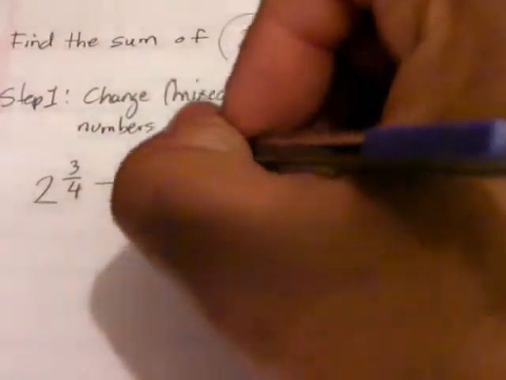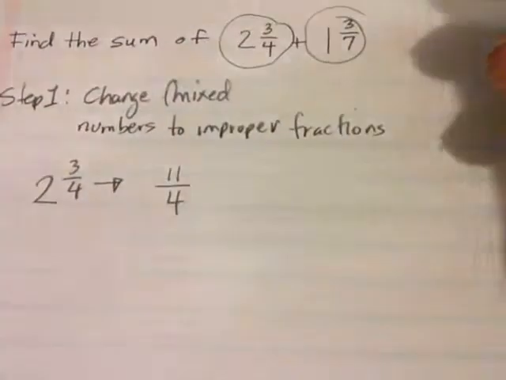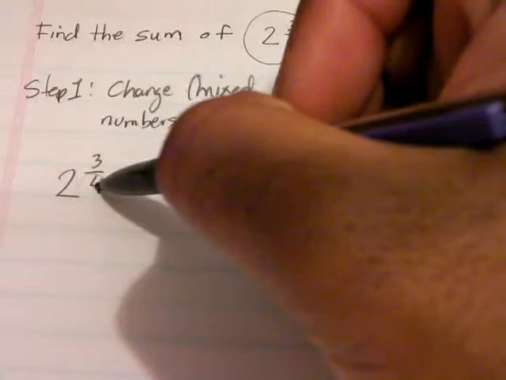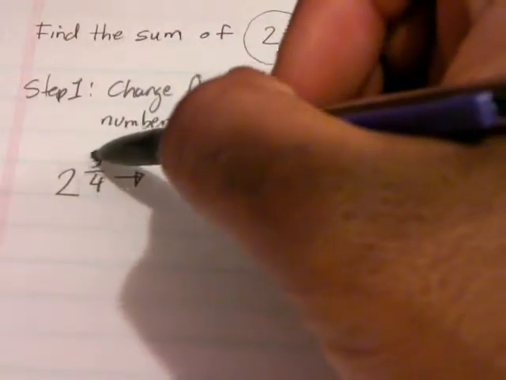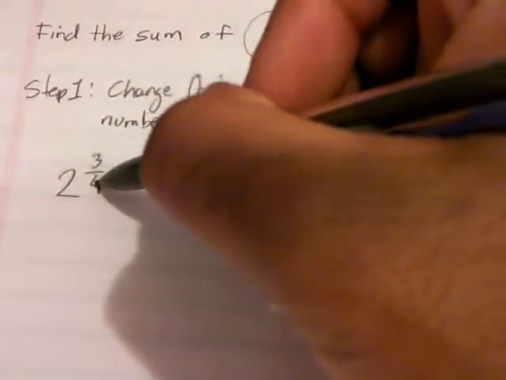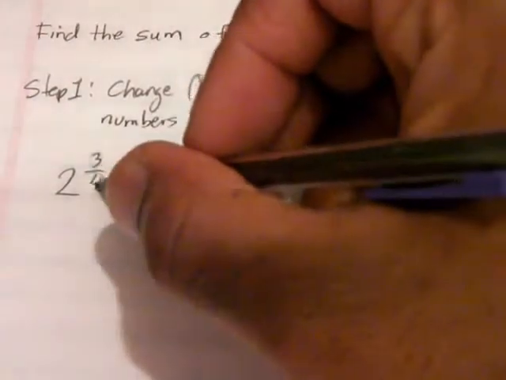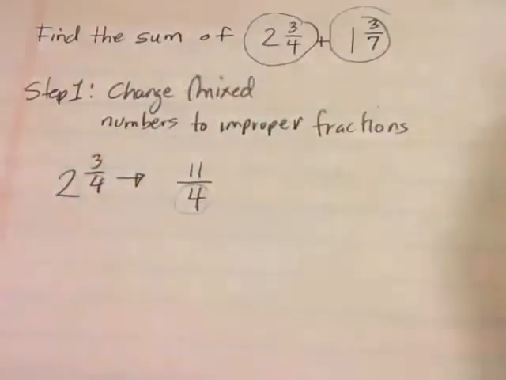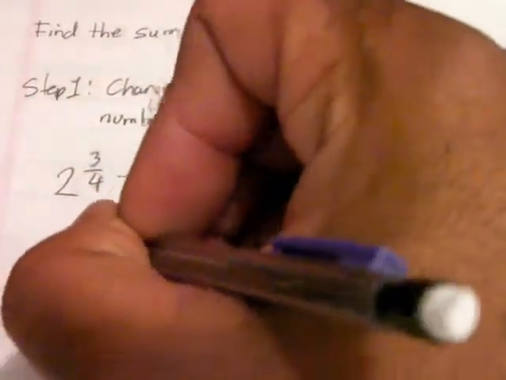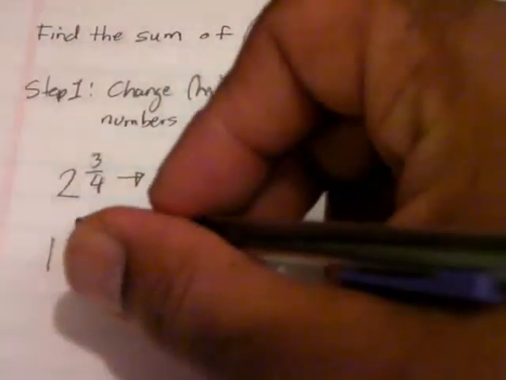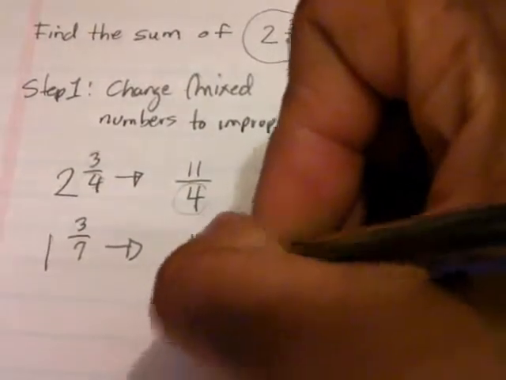So 2 3/4 represents the improper fraction of 11/4. All right, so you remember, you multiply the whole number to the denominator of the fraction and then add the result from the numerator. So 2 times 4 is 8 plus 3 is 11, and you retain the denominator, which is recognized as 4. Okay, and then you convert 1 3/7 same way. All right, 1 times 7 is 7 plus 3 is 10. So you have 10 over 7.